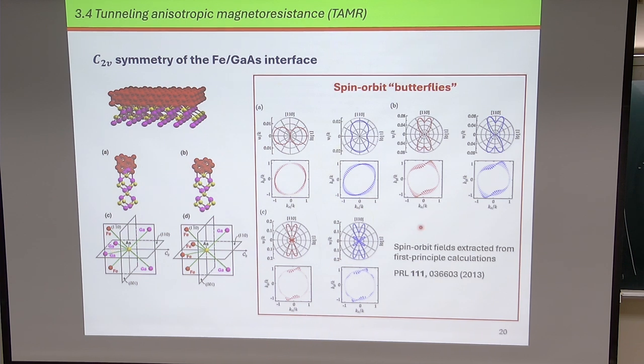Some years later, we did actually extract this spin orbit field from first principle calculations. It depends on which region of energy you look, but in some regions of energy, they look like Rashba and Dresselhaus, this linear. But if you go to higher energies and higher momentum, the cubic and all the higher order terms play a role, so you start to get these butterflies. We call them spin orbit butterflies.